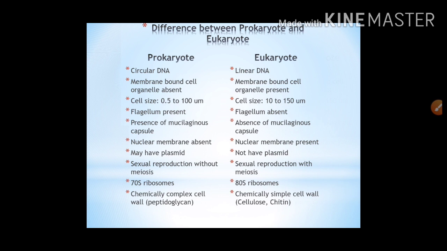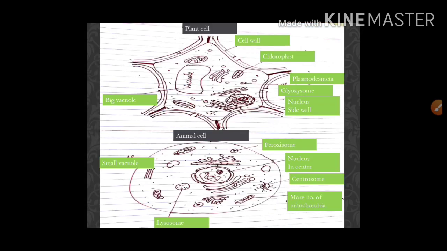In eukaryotes, in plants only, we have a cell wall that is made up of cellulose. Also in fungi, it is made up of chitin. Now we will see what is the difference between plant cell and animal cell. From the picture only you will get. The structure of plant cell is hexagonal and animal cell is round shape or irregular.